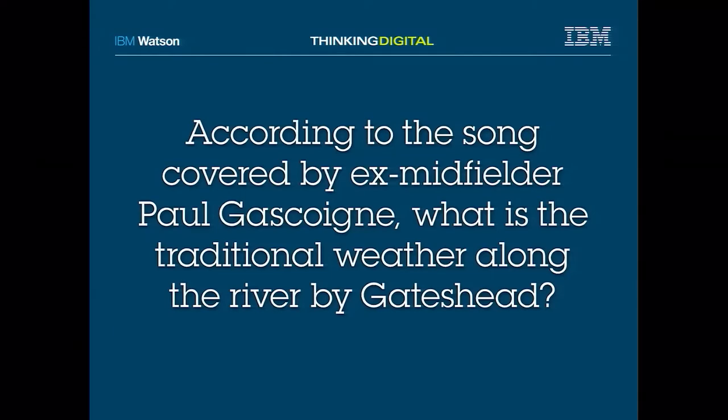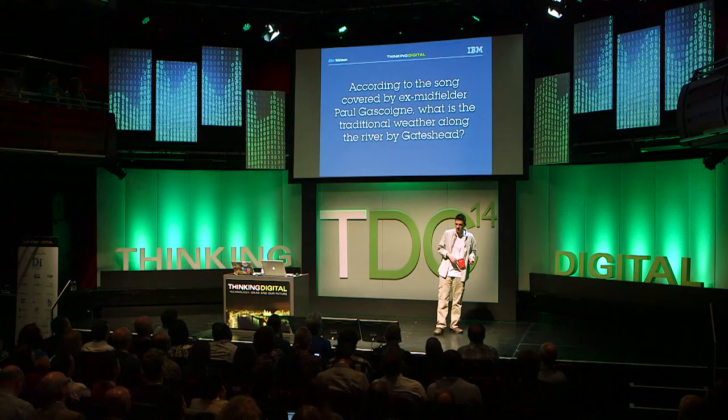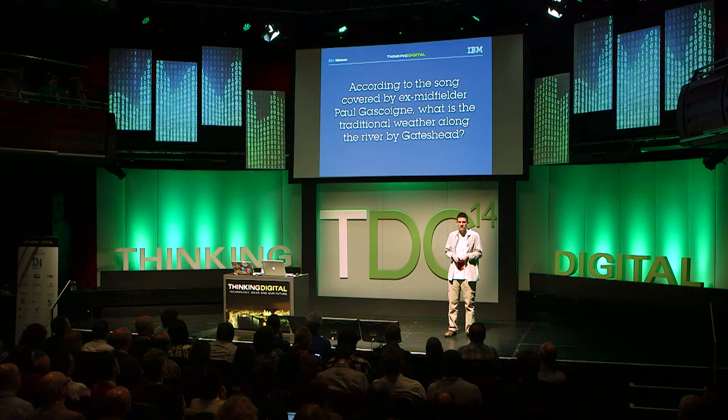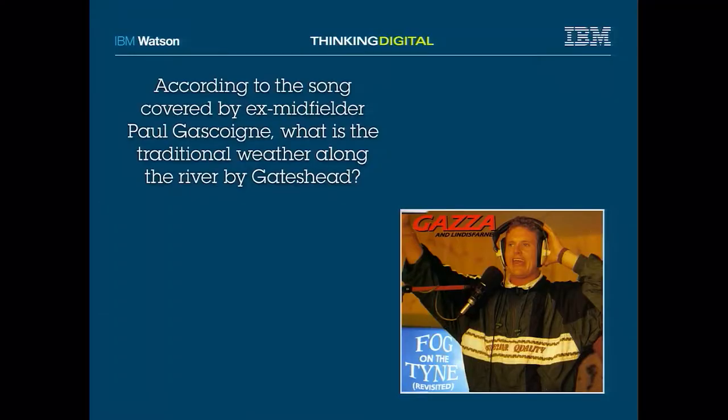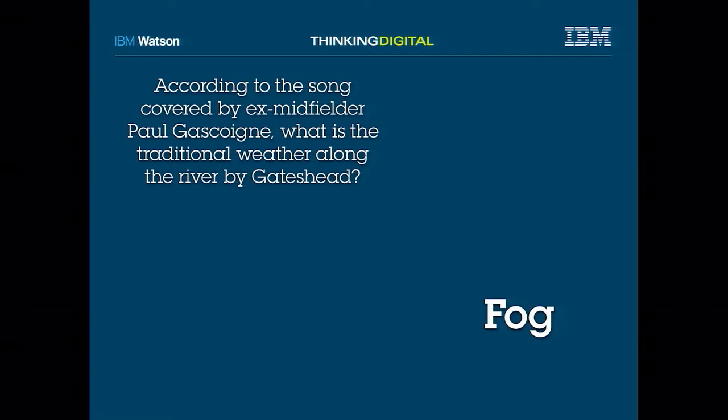I'd be rubbish at running a pub quiz, but hopefully you can see what I'm going for here. According to the song covered by ex-midfielder Paul Gascoigne, what is the traditional weather along the river by Gateshead? Does anyone want to help me out by shouting out the answer? Fog. Fog, fantastic, thank you. Yes, because of course the song Fog on the Tyne, the river's called the Tyne, so the answer I'm looking for, the weather, is fog.